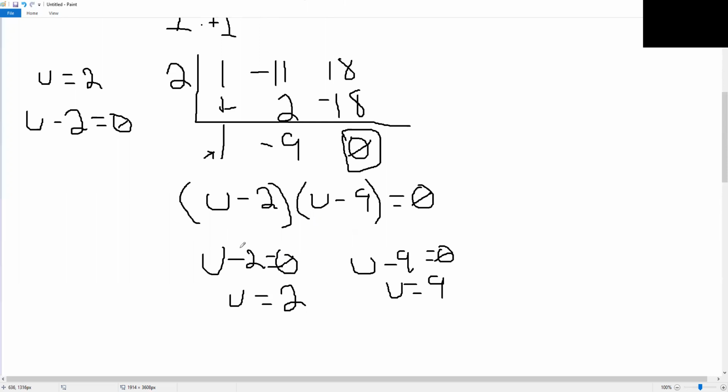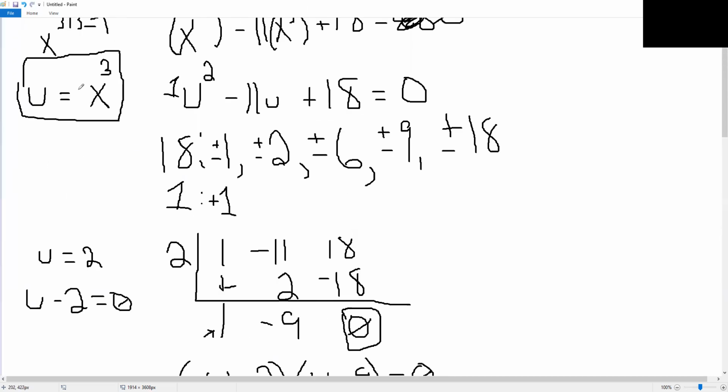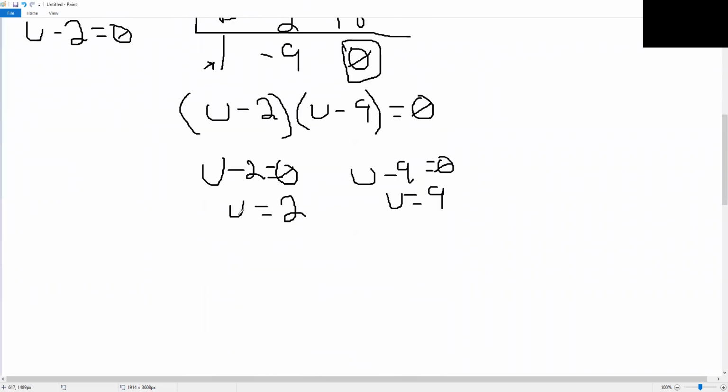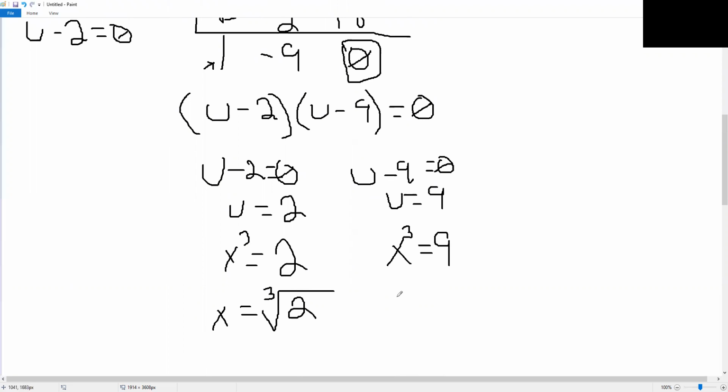Now, remember we set u equals x to the third. So let's do that. u actually is x to the third. So in order to break that, we have to say x is equal to the cube root of 2. x is equal to the cube root of 9.